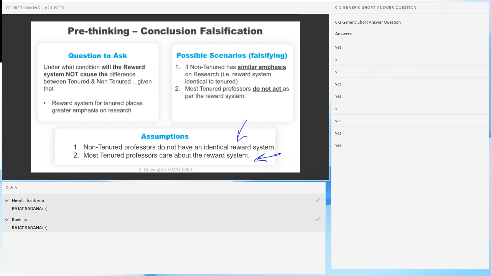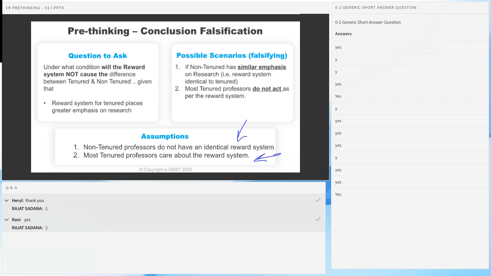Does that make sense overall? Right? And this is the process that we're going to go through in every CR question. We'll formulate the pre-thinking question, and the answers will jump out to us. That's something which is really essential over here.